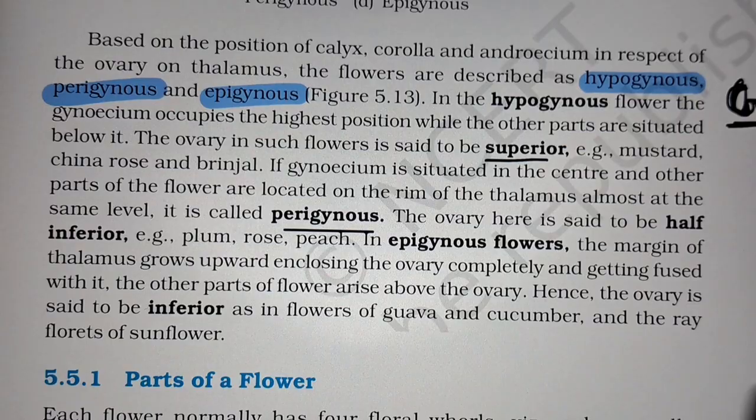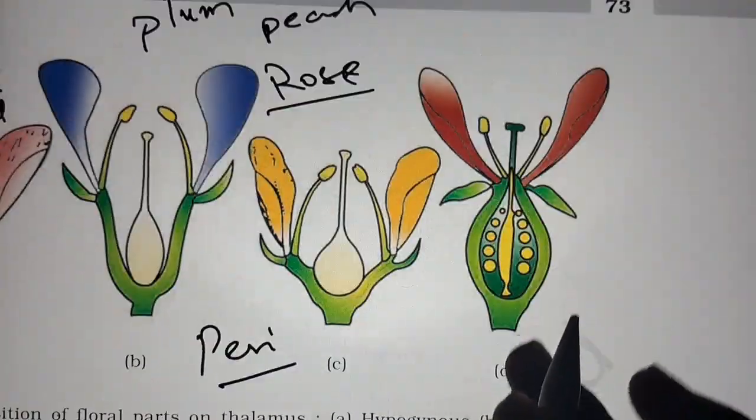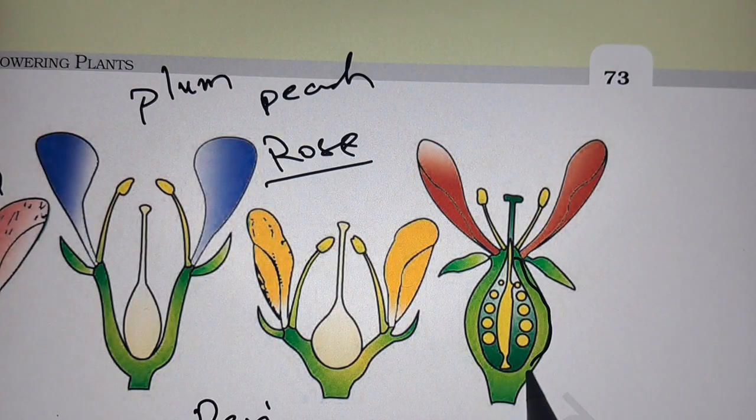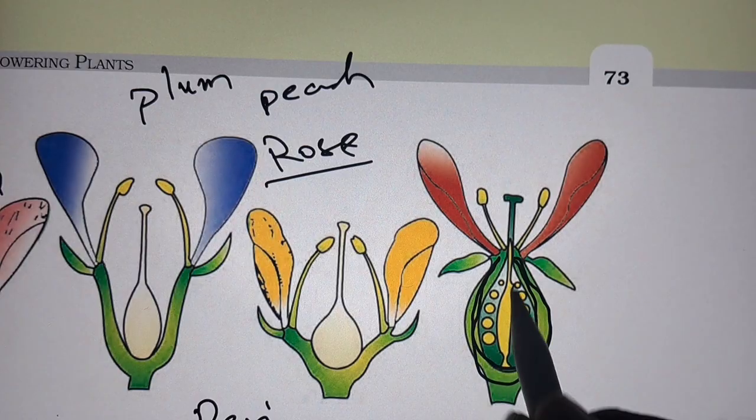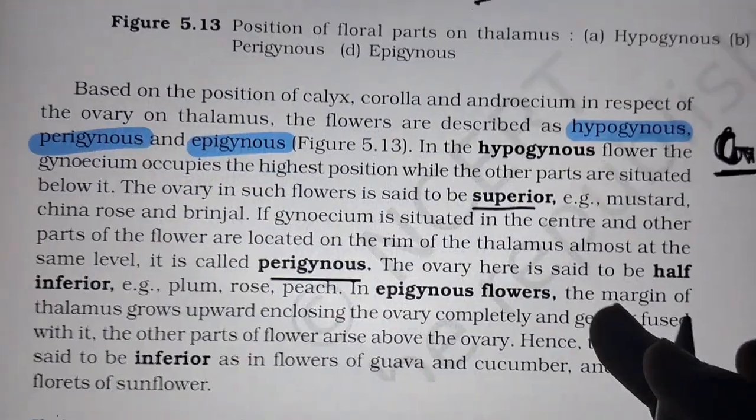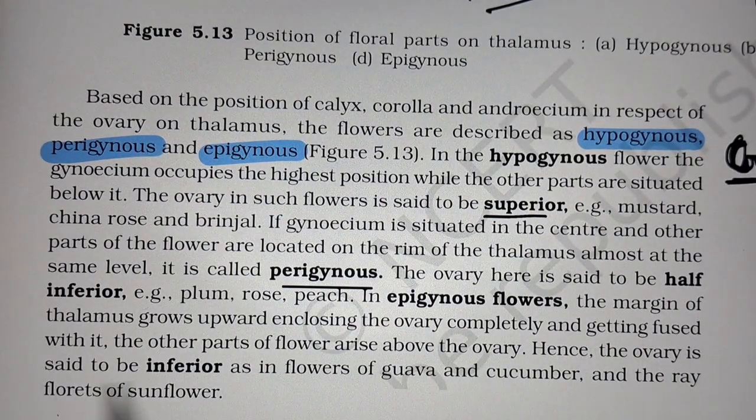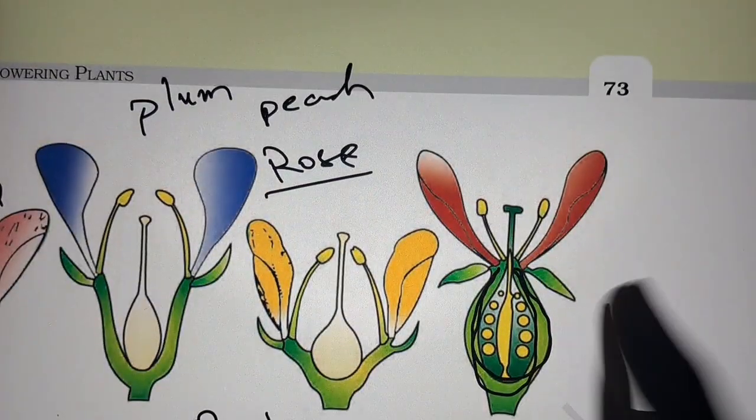And finally epigynous. The margin of thalamus grows upward, enclosing the ovary completely and getting fused with it. The other parts of the flower arise above the ovary. In epigynous flowers, the margin of thalamus grows upward. Here, this is the ovary, it is completely enclosed. It got fused with it. Other parts of the flower arise above the ovary, and the other parts are here above the ovary.